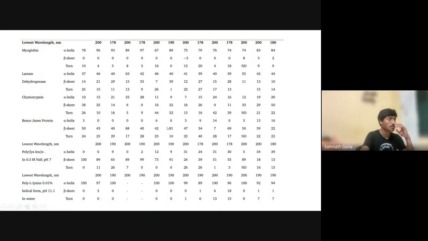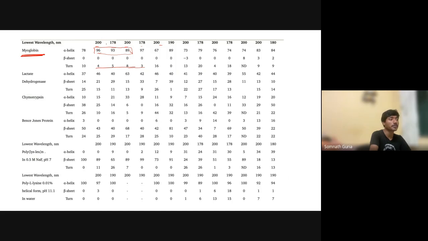This is the data for myoglobin. In the nanometer region, they are deconvoluting it. In the myoglobin, they found that 96% alpha helix is present. The rest is turns. That is what we are talking about here, around 200 nanometers.